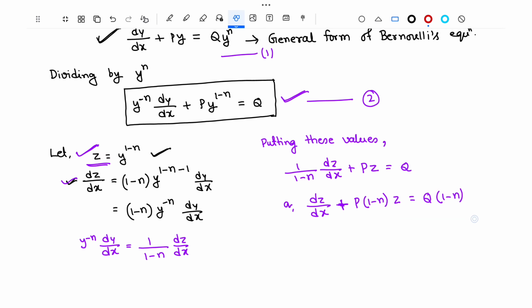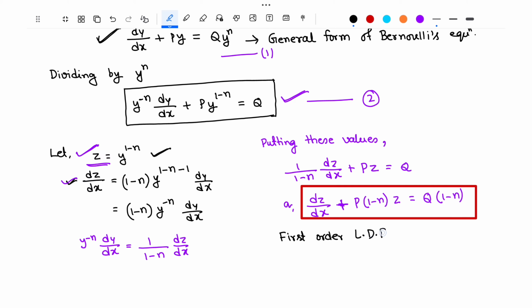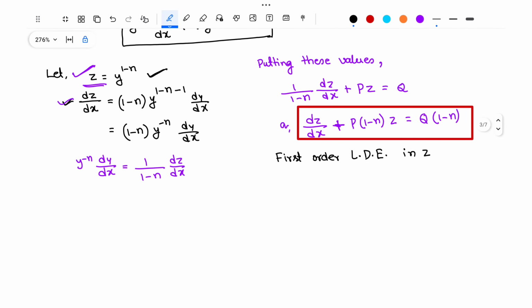Is this a linear equation? Obviously yes, because the degree of the equation is 1 and the order of the equation is also 1. So this is a first order linear differential equation. And what is the dependent variable? Z. So it is a first order linear differential equation in Z. Clear? Now you can solve the problem because I have already discussed this topic in our previous lecture.